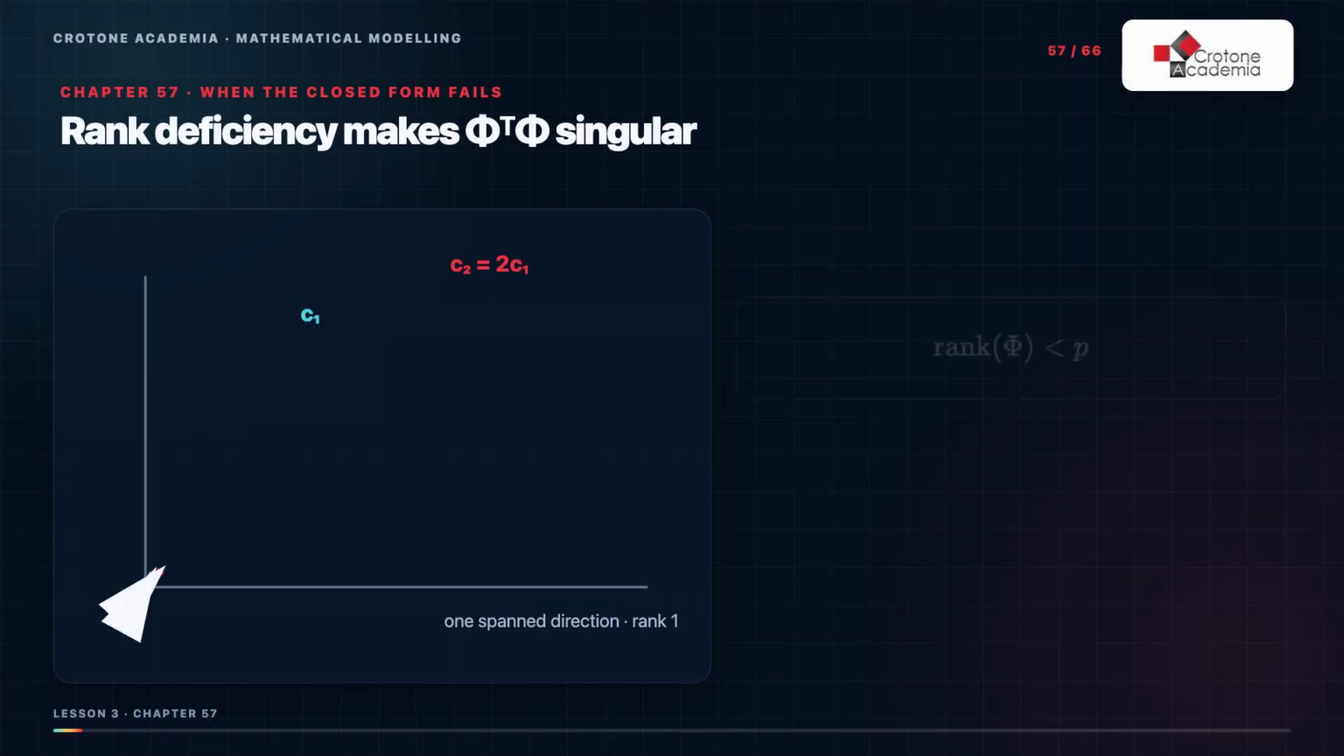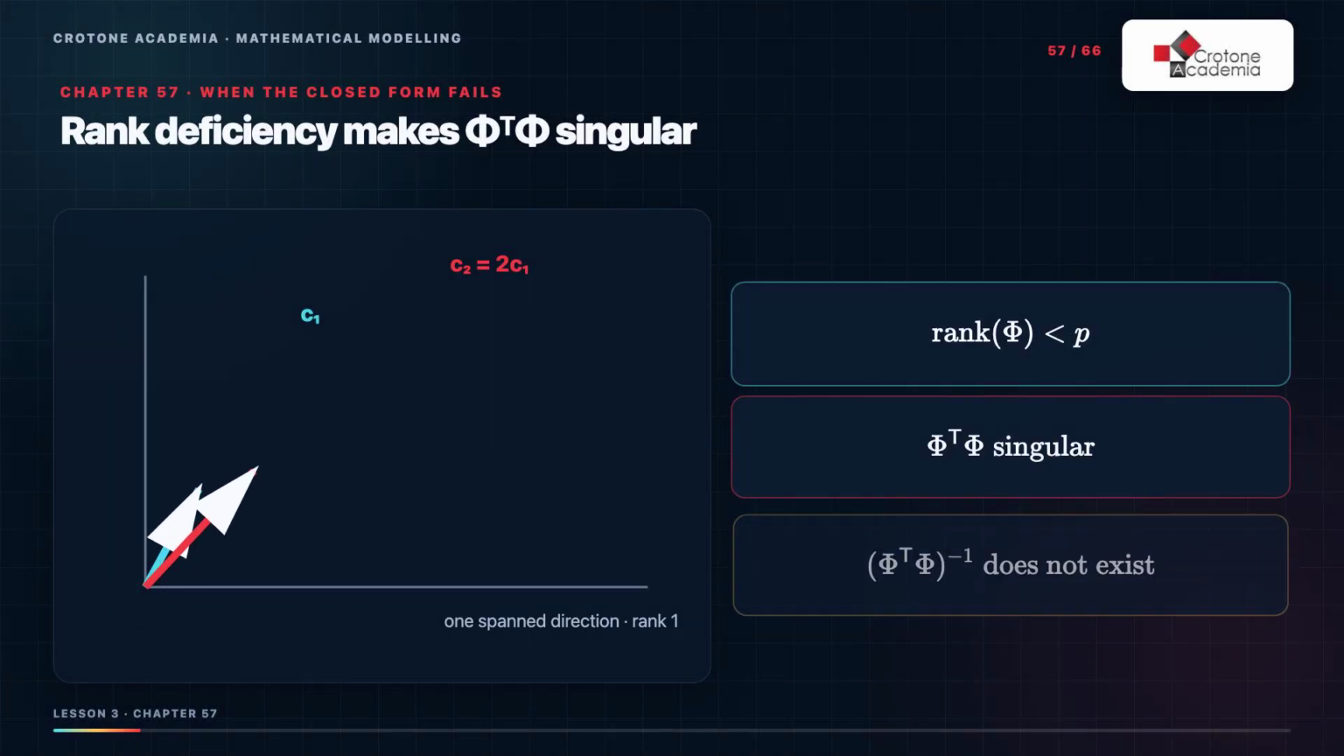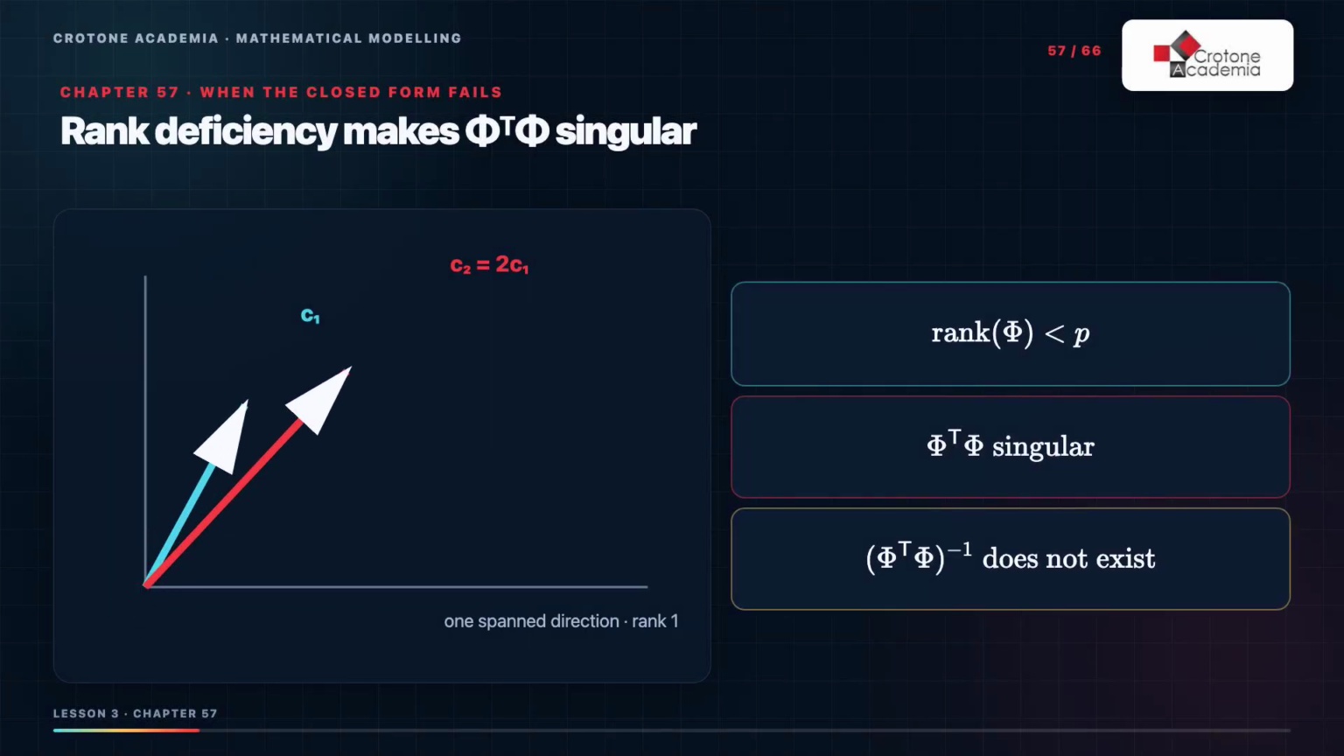The inverse formula requires full column rank. Now, let us build this step by step. If phi has rank below p, then the matrix phi transpose phi is singular and its inverse does not exist. Notice what happens here. An optimal fitted prediction may still exist, but several parameter vectors can produce it. A non-zero movement in a null direction changes the weights without changing predictions.